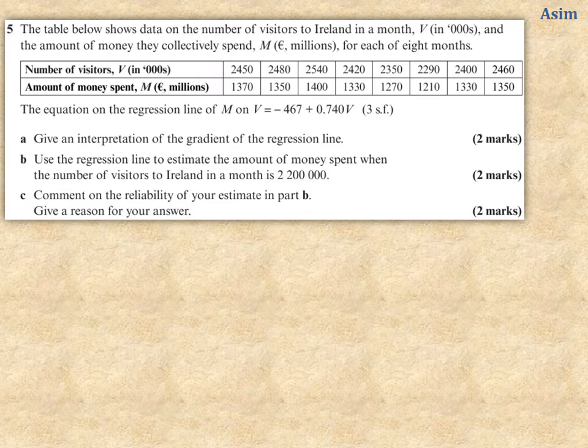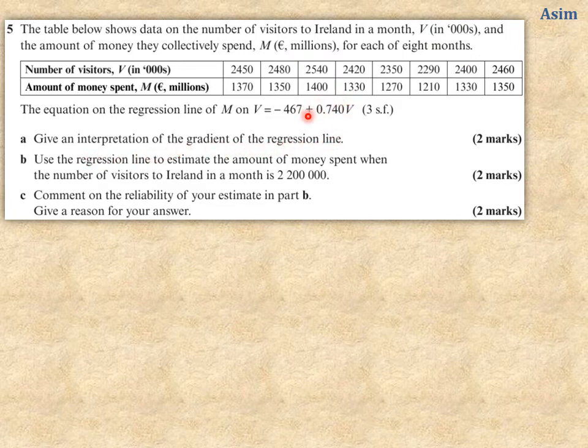Next. Okay, so find the equation of the regression line of m on v. So m equals to, this is the equation. But very important to note, when they write something like this, v is in thousands and m is in millions. So you have to keep this in your mind. The answer that you get will be in millions for the money spent, and the number of visitors will be in thousands. Now give an interpretation of the gradient of this regression line.